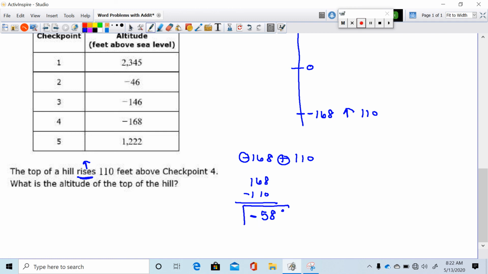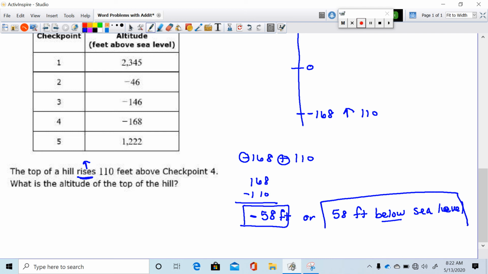So the top of the hill is at negative 58, and I should not have said degrees because it's feet. Negative 58 feet. Another way to say that is 58 feet below sea level. If you use the word below, then you don't include the negative in front of your answer. So it just totally depends on how you're saying your answer.